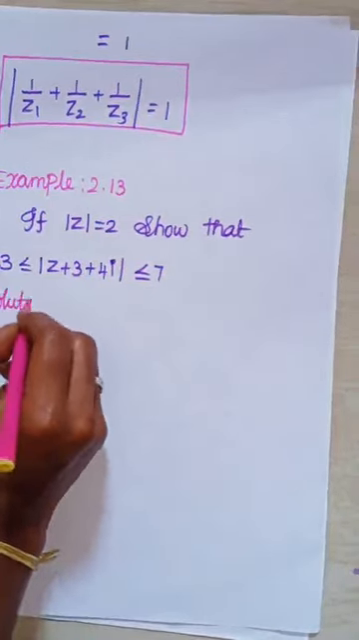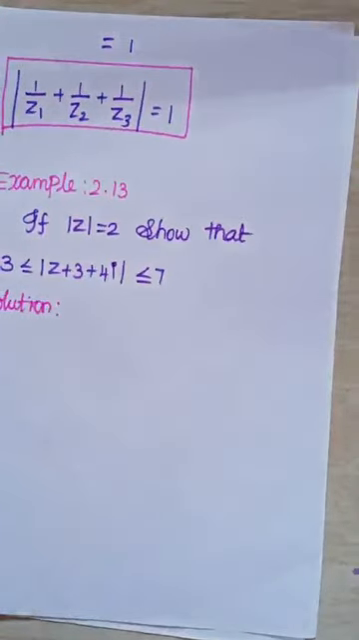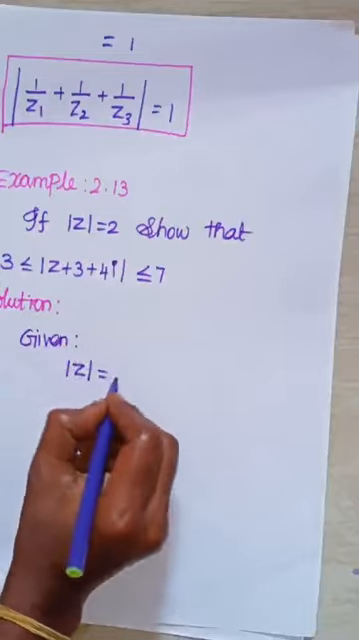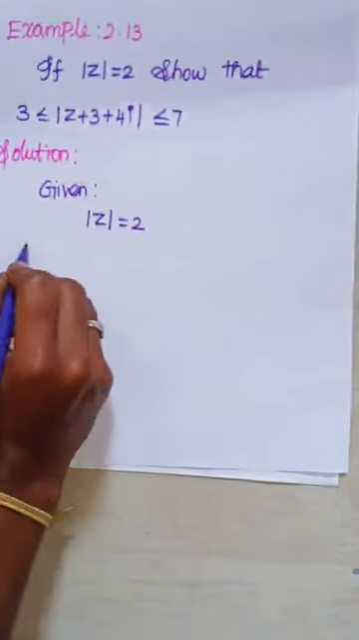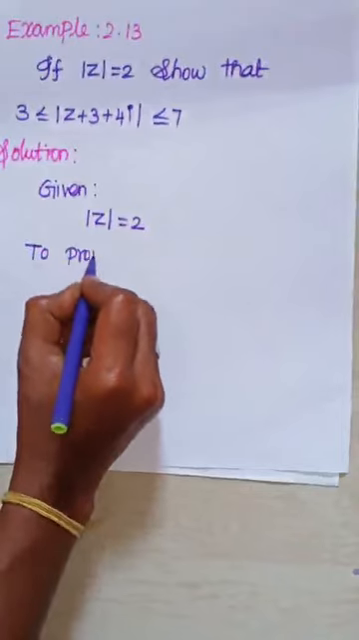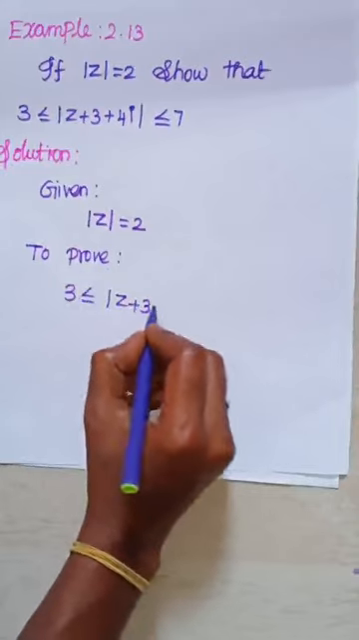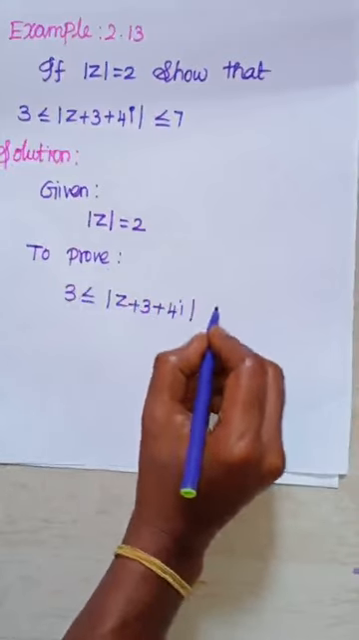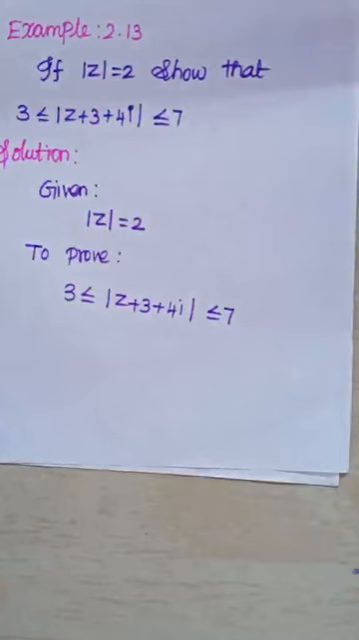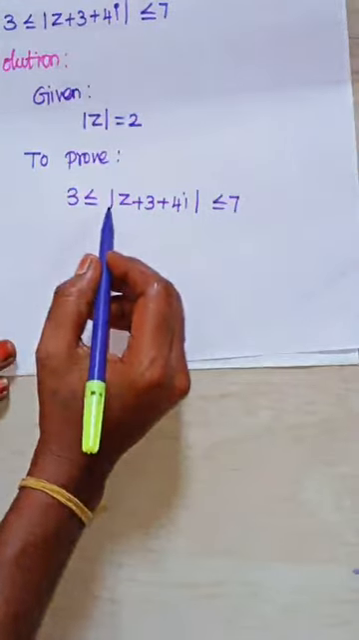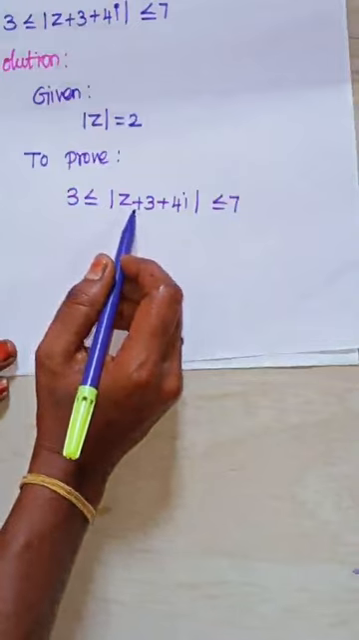Solution. What is given? Given modulus z value is equal to 2. To show, that is to prove, 3 is less than or equal to modulus z plus 3 plus 4i, which is less than or equal to 7. Now, the proof can be split into two inequalities.